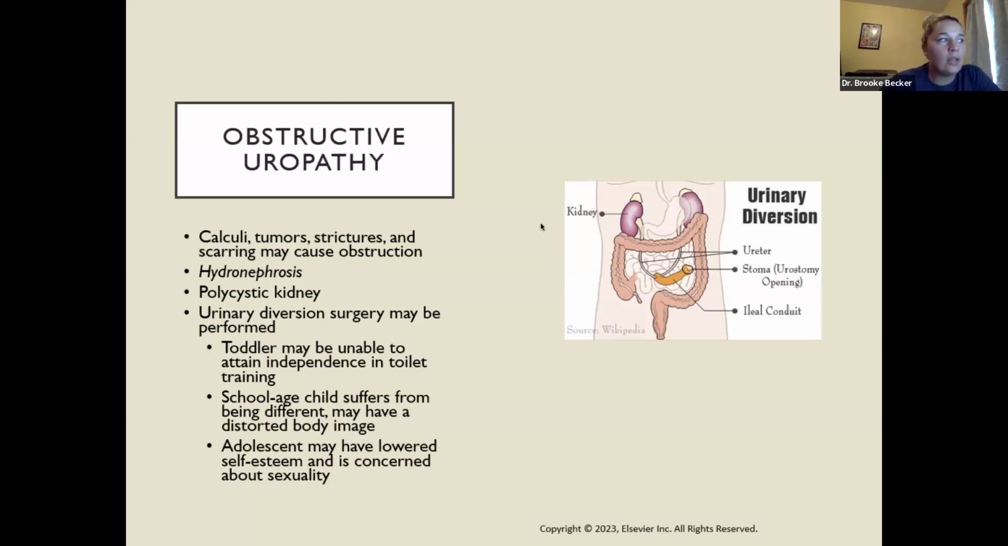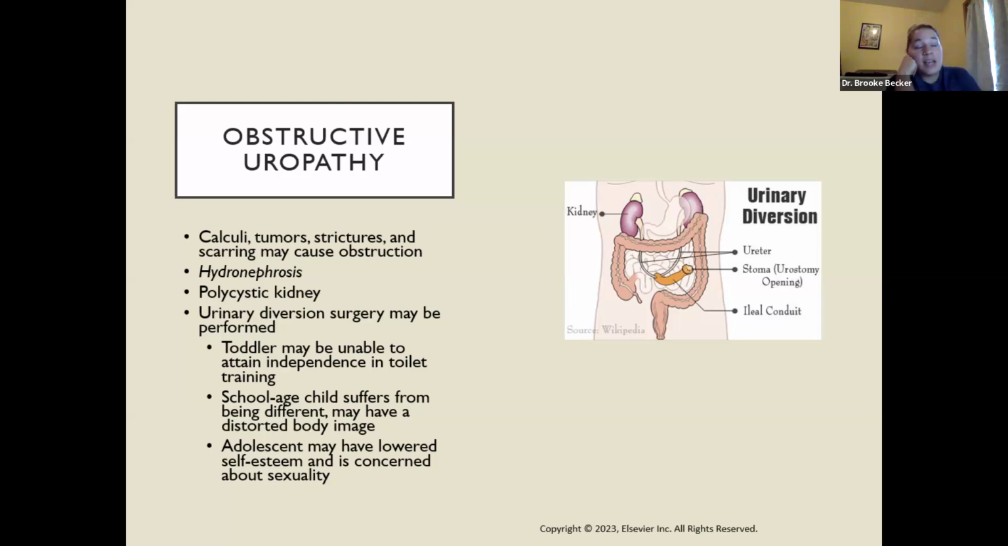Polycystic kidneys, those are going to be a kidney that has a lot of little cysts all over it. And the kidney doesn't function as well because of those cysts. It loses a lot of the surface area, so the processing of the urine and the toxins and all of that is really not very effective. So a lot of times patients who have polycystic kidney disease end up having to have a kidney transplant at some point because their kidney function becomes so poor.